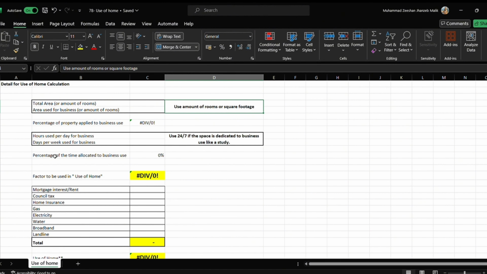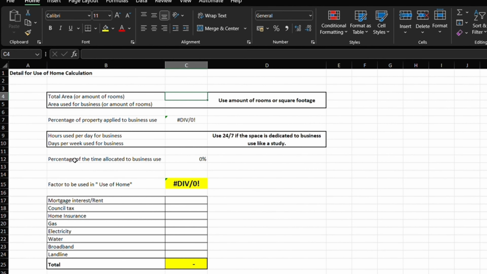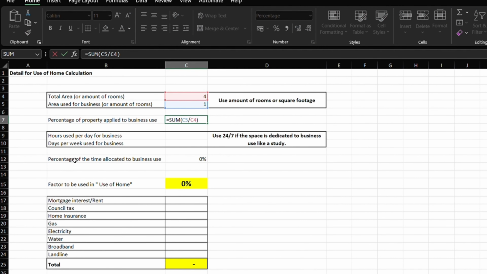So it's easy to calculate: 4 rooms, and one room is 100% dedicated for the business purpose. So we are calculating the same thing. Let's say we have 4 rooms total, and one room is being used for office purposes. Here you can see I calculate the percentage of property applied to business use. You can see the formula that I have used to calculate the percentage of the property that we are using for business purposes.